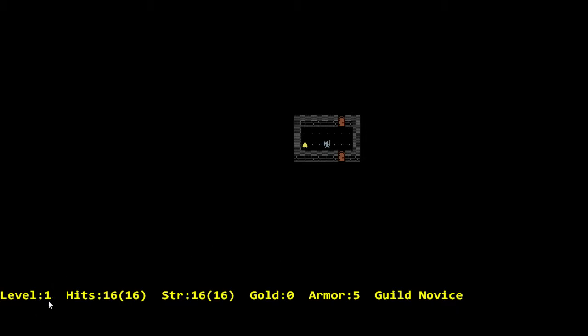So this here is the dungeon level. This is our hit points. This is our strength, which we can't increase by leveling up. We can only increase that by drinking certain kinds of potions. There's only one kind of potion that can increase our strength, or maximum strength. This is our actual strength, and this is our maximum strength. We have gold, which has no purpose other than score, and that is our armor class. And this is our level, so we don't have level 1, 2, 3, 4, 5, but we get a certain title here. Right now we are guild novice, and we found 16 gold pieces.